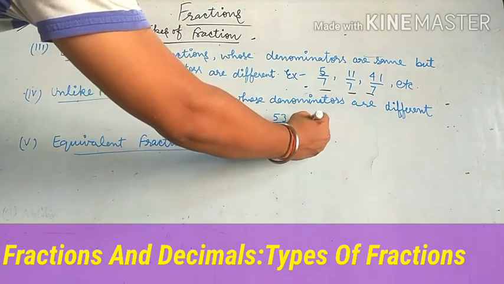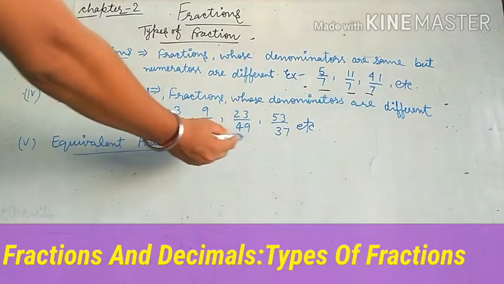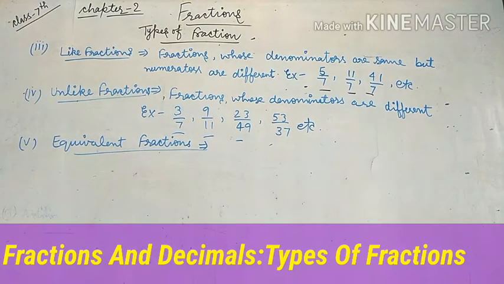3 upon 7, 9 upon 11, 23 upon 49, 53 upon 37. Look at the denominators. All denominators are different. Okay? And the next fraction is the equivalent fraction. Equivalent means whose shapes are different. There are 3-4 fractions on the screen, on your copy, on your questions, but all are the same.